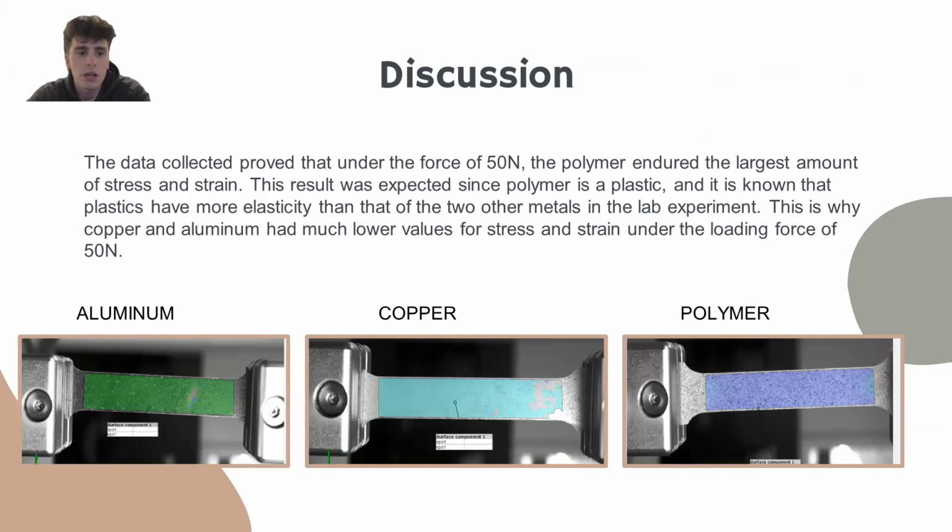All right, for the discussion side of this presentation, the data collected proved that under the force of 50 newtons, polymer endured the largest amount of stress and strain. This result was expected since polymer is a plastic, and it is known that plastics have more elasticity than that of the two other metals in the lab experiment. This is why copper and aluminum have much lower values for stress and strain under the loading forces of 50 newtons.